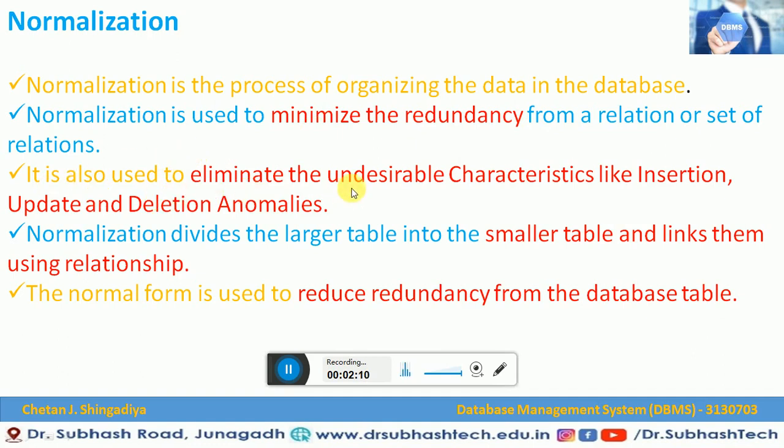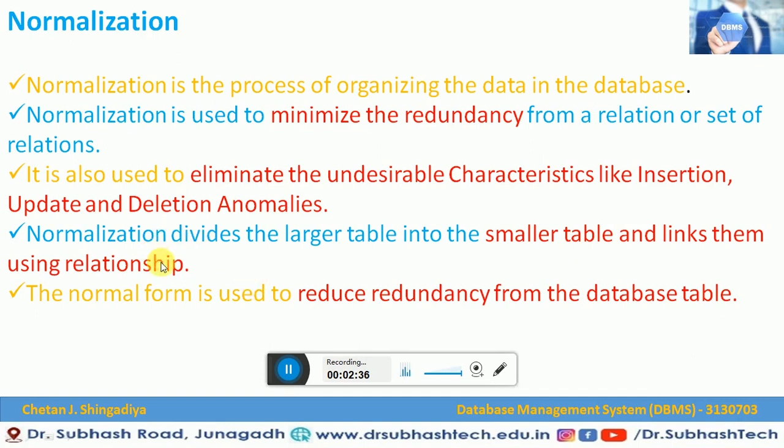It is also used to eliminate the undesirable characteristics like insertion, updation and deletion anomalies. So this is once again an important parameter. Normalization divides the larger table into smaller tables and links them using relationships.